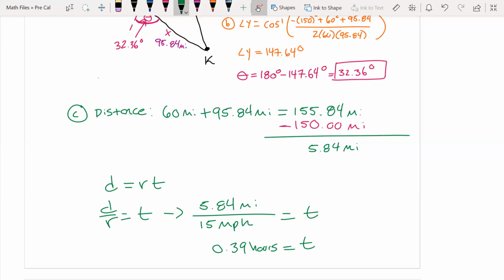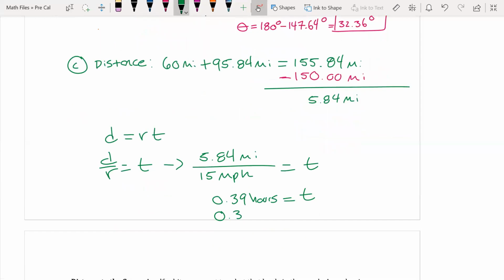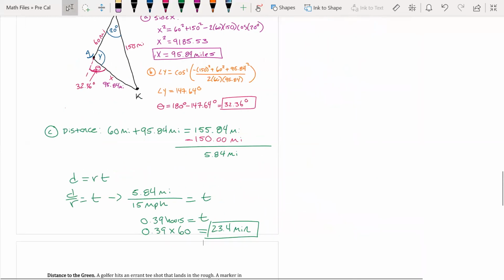0.39 hours. But if you want to put that in terms of minutes, you'll multiply it by 60. And how many more minutes do we have to travel to Key West? 23.4 minutes. So we added an additional 23.4 minutes to our journey.